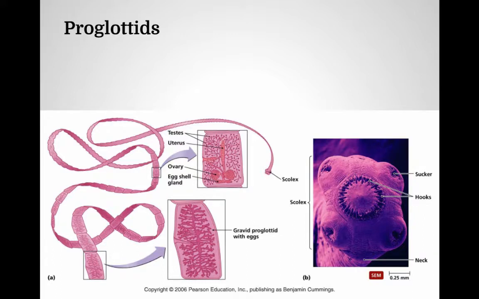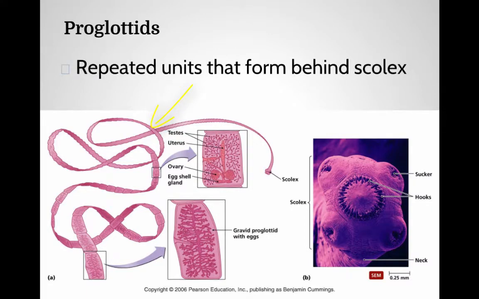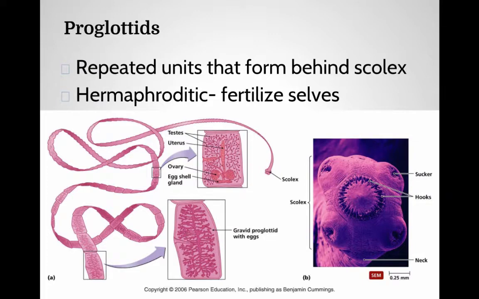Behind the head, which has suckers and hooks and attaches to the wall of the intestine or the other parts of the body of the species, you find these repeating segments called proglottids. Proglottids also have ovaries and testes, which allow the organism to be hermaphroditic and allow it to fertilize itself while it's living inside the host.